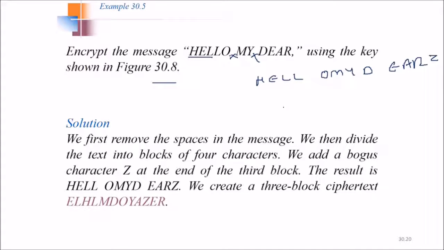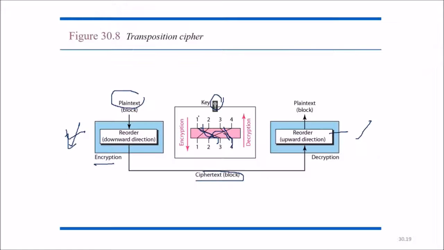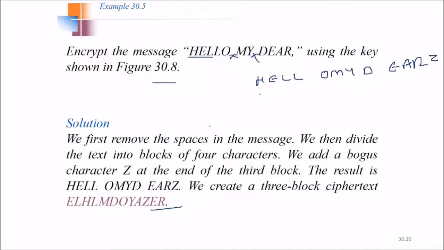So we create a three-block ciphertext, that is ELHLMDOYAZER, using the previous key. How do we get E? The E has got its value because the encryption in the downward direction is second by first, by second.